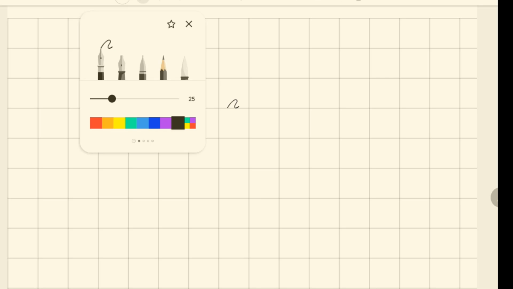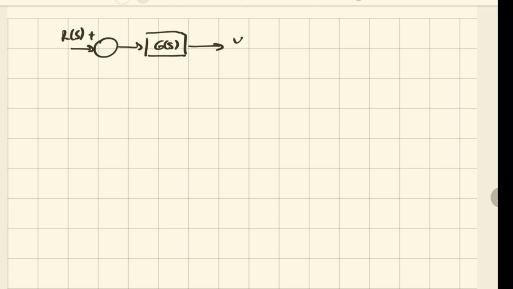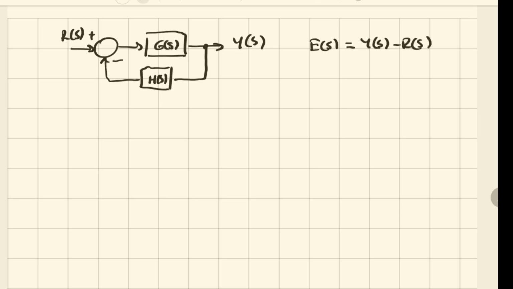We have a transfer function G(s), Y(s), and H(s) is the feedback gain. This is a non-unity feedback function. Where is the E(s) now? We cannot directly say now E(s) is equal to Y(s) over R(s), because in here we have a feedback gain.